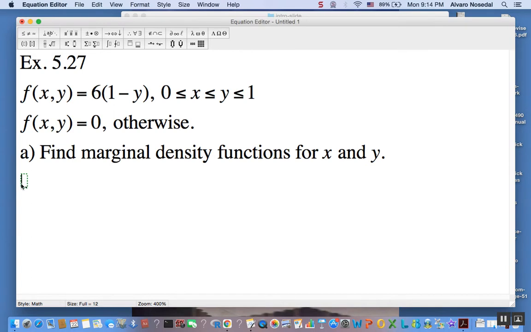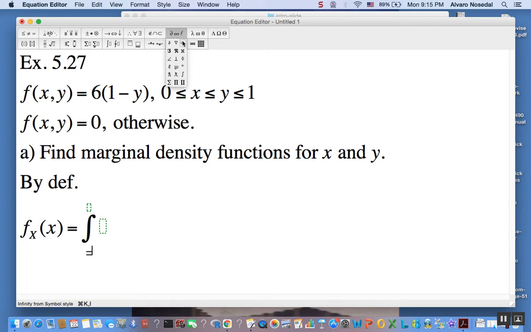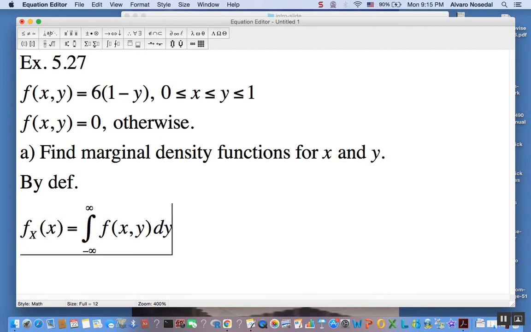By definition, let's do x first. Lowercase f, that's the one I want. The marginal of x is going to be just the integral from negative infinity to infinity of the joint density function. And since we want the marginal for x, we have to take the integral with respect to y.